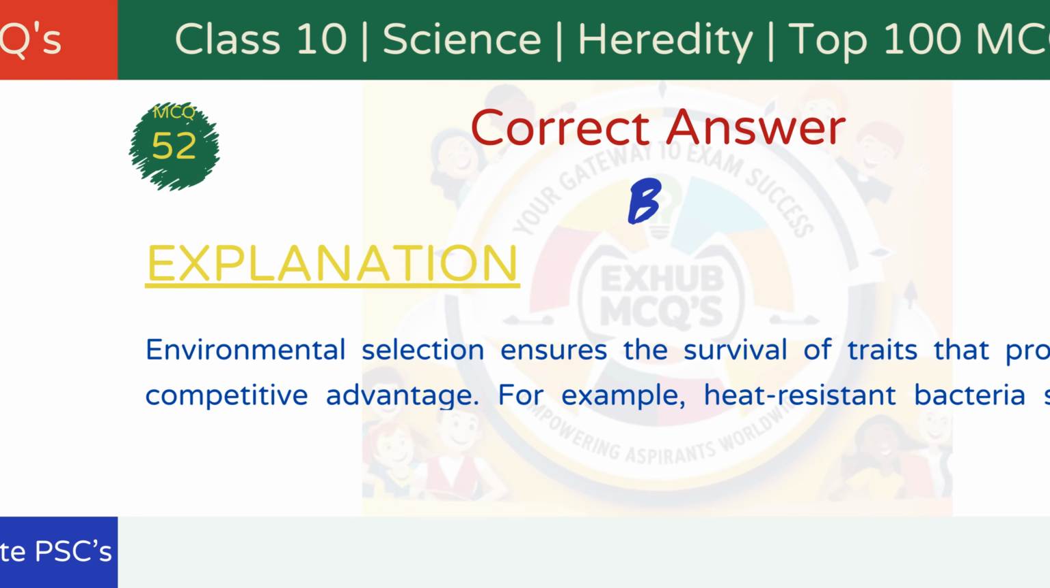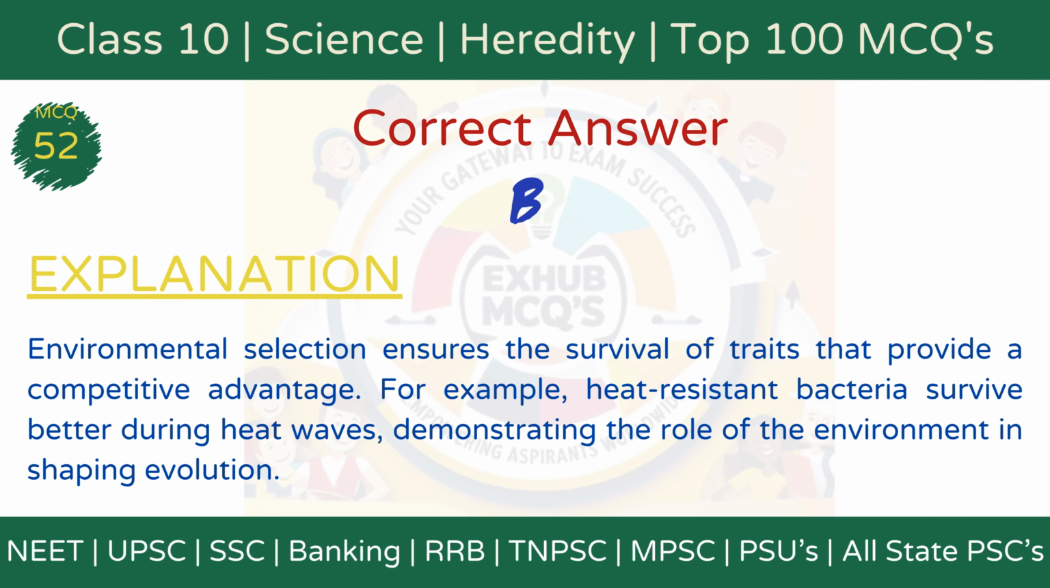The correct answer is option B, by selecting beneficial traits. Explanation: Environmental selection ensures the survival of traits that provide a competitive advantage. For example, heat-resistant bacteria survive better during heat waves, demonstrating the role of the environment in shaping evolution.